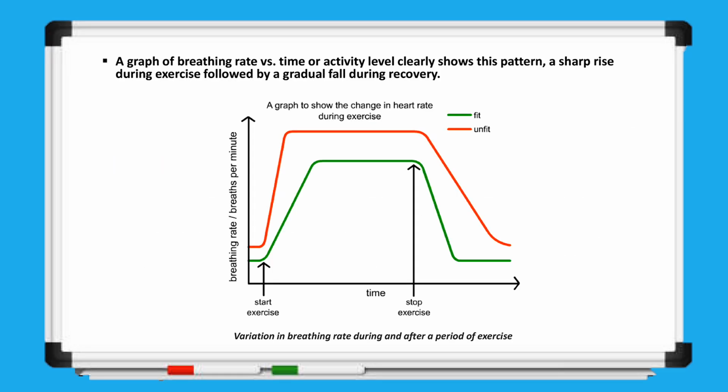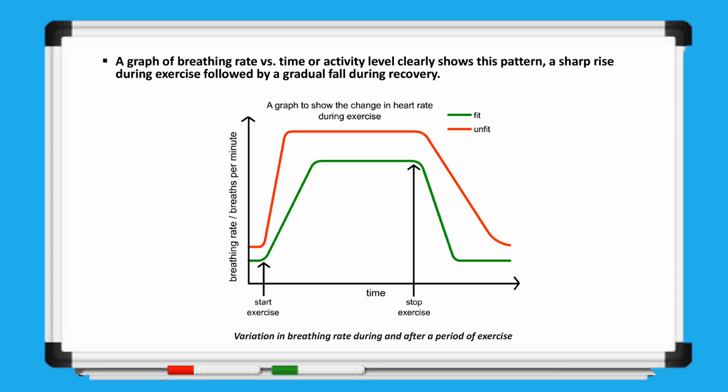You can see here a graph plotting breathing rate against time or activity level, which clearly shows the pattern: a rapid increase during exercise, followed by a gradual decrease during recovery. On this graph, the breathing rate is measured in breaths per minute, illustrating how it changes in response to physical activity. You could also make a similar graph to show changes in heart rate, comparing a fit person to an unfit person. The horizontal axis represents time, showing the start and stop of exercise, while the vertical axis shows the breathing rate. This type of graph effectively demonstrates the variation in breathing rate during and after a period of exercise.